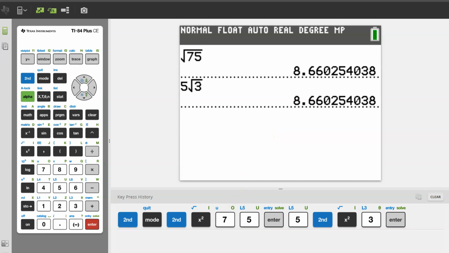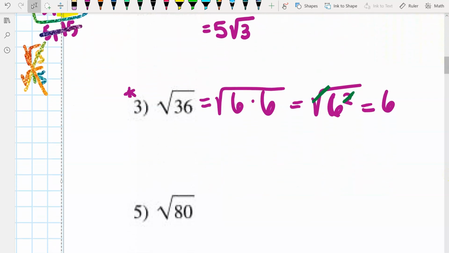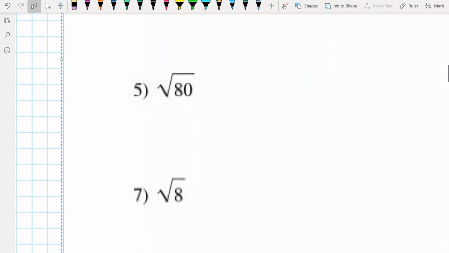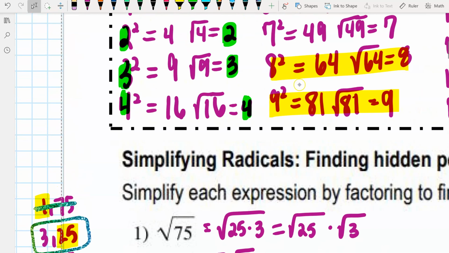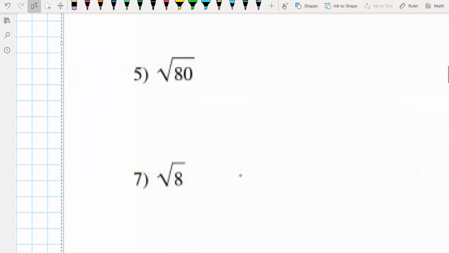Okay. So when you do your work, you should double check to make sure you took the greatest perfect square. In this case, we did. Okay. So I want to jump down to number 5, and we're going to take a look at this one. So 5 is the square root of 80. So 80 is not a perfect square. It is really close to 81, okay? But it is not a perfect square.